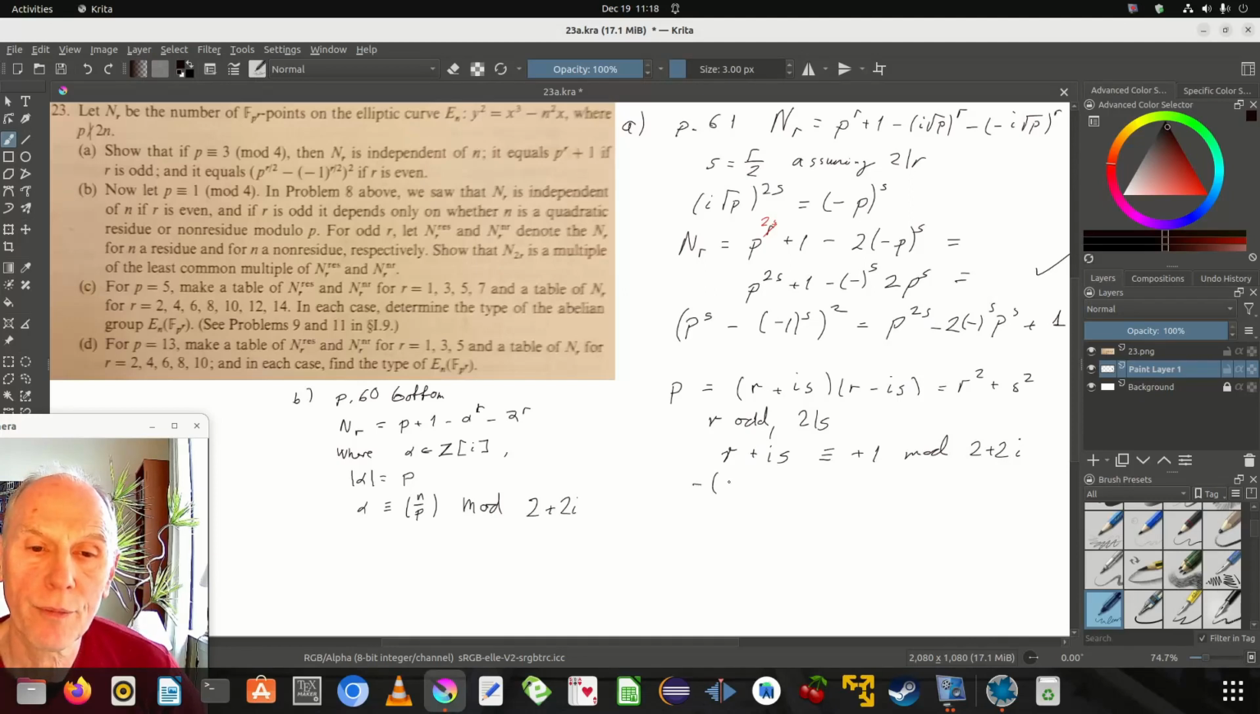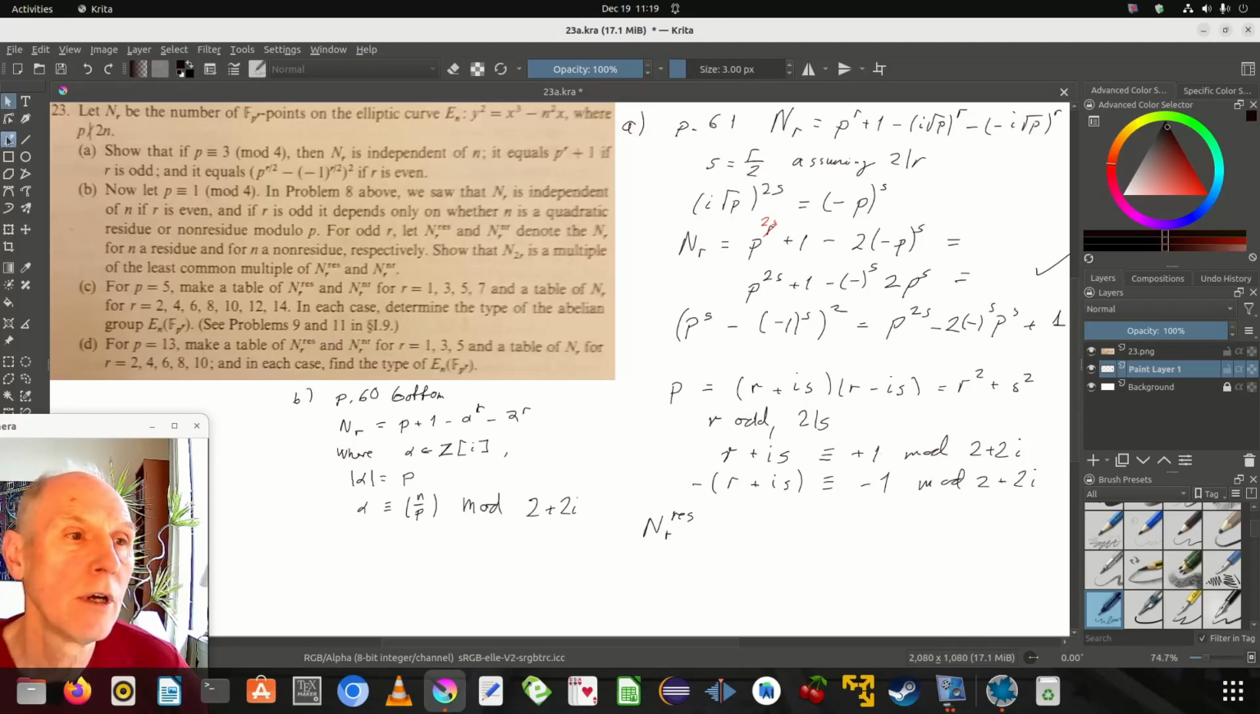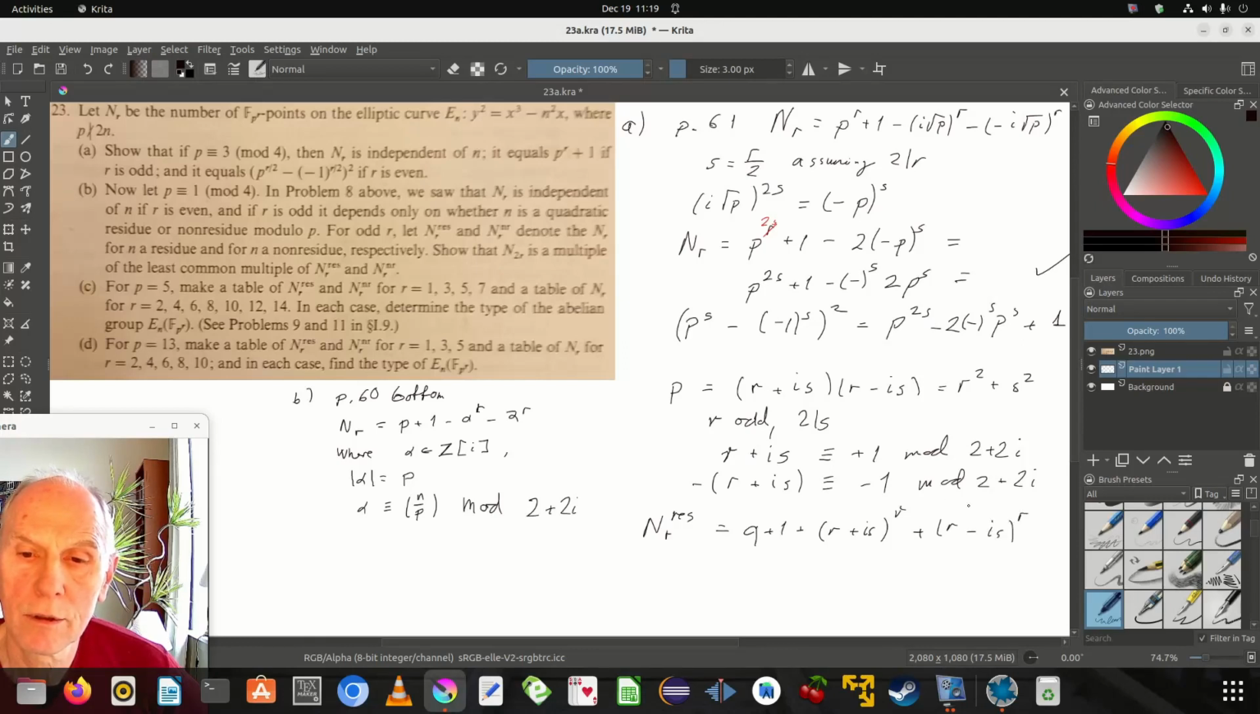Then minus R plus IS is equivalent to minus 1. And that means that we can write up the formulas for N R residue and N R non-residue. So in this case, when N is a residue, we must use this one. And when it's a non-residue, it's the other guy.